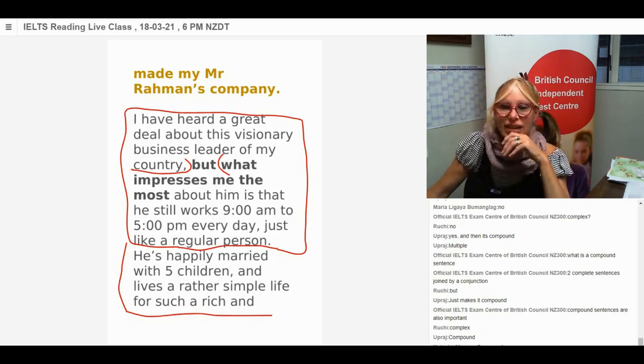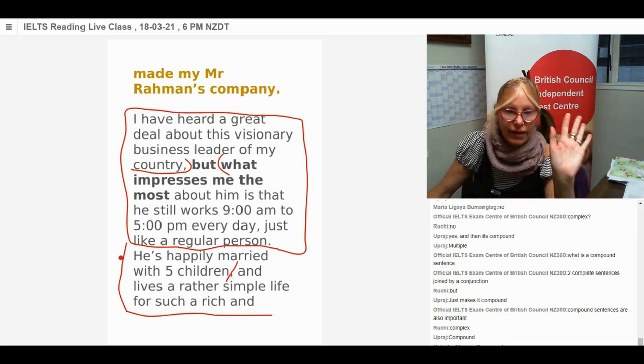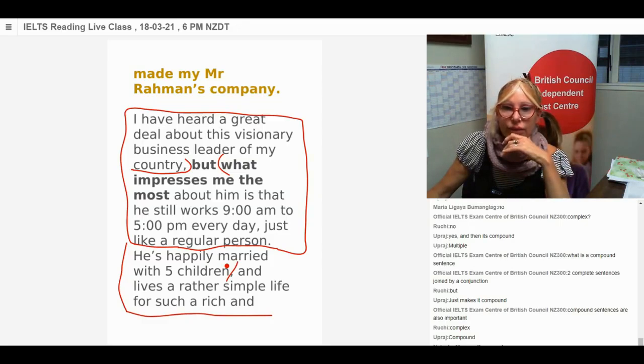It's interesting, isn't it? Okay, so we divide it here, where we've got this conjunction "and". This first part is definitely independent. "He's happily married with 5 children." That's a complete sentence. What about this part? "Lives a rather simple life for such a rich and successful person." Is this a complete sentence?